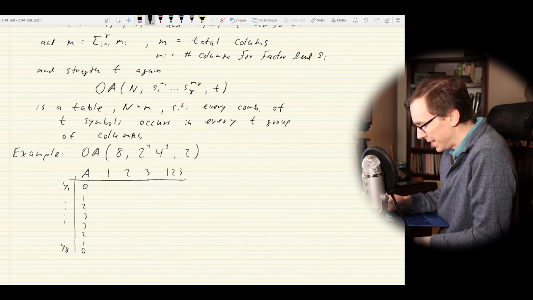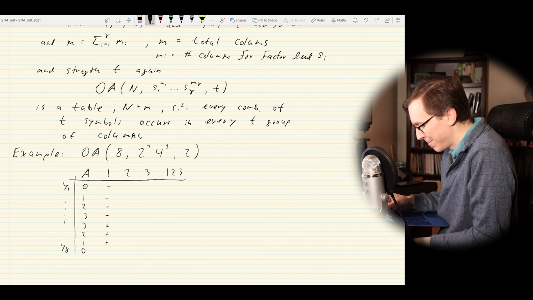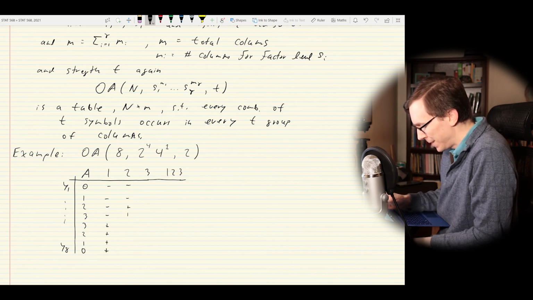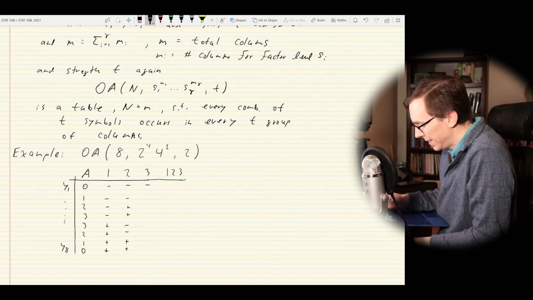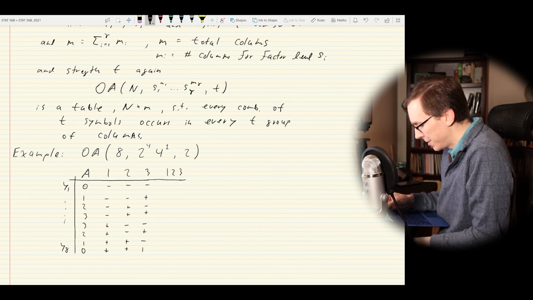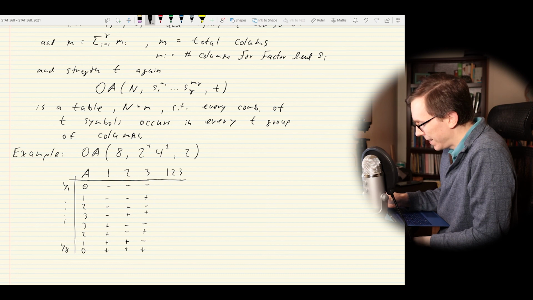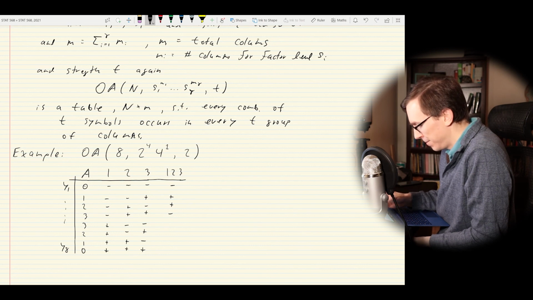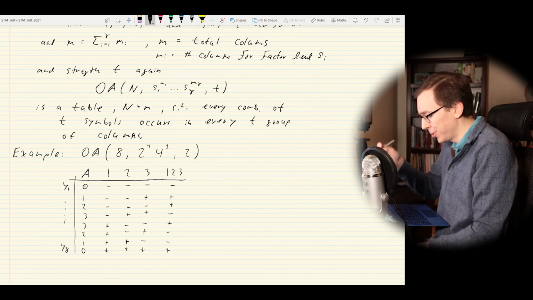So we're going to have them be dash, dash, dash, dash, plus, plus, plus, plus. The same thing I write every time. Dash, dash, plus, plus, dash, dash, plus, plus. Dash, plus, dash, plus, plus, dash, plus. And lastly, we have a dash, plus, plus, dash, plus, dash, dash, plus. Cool.